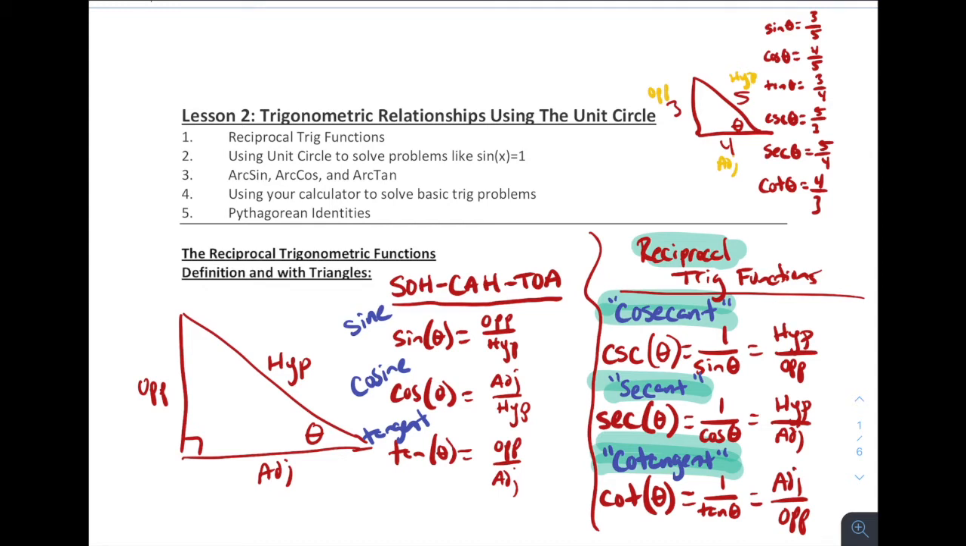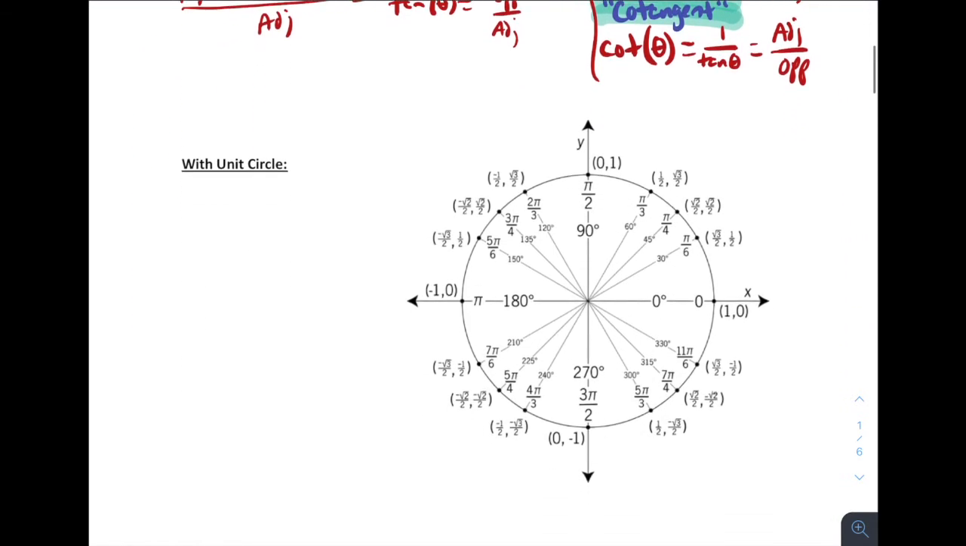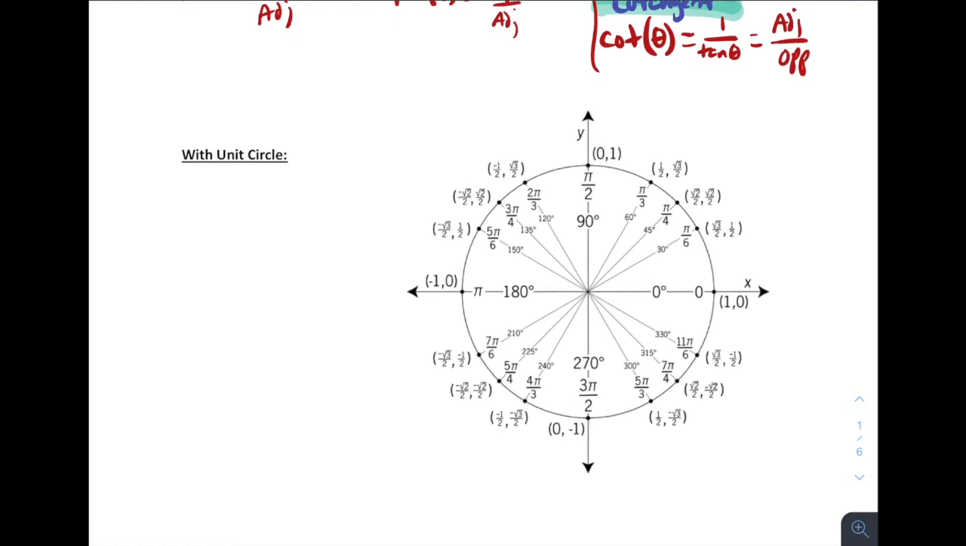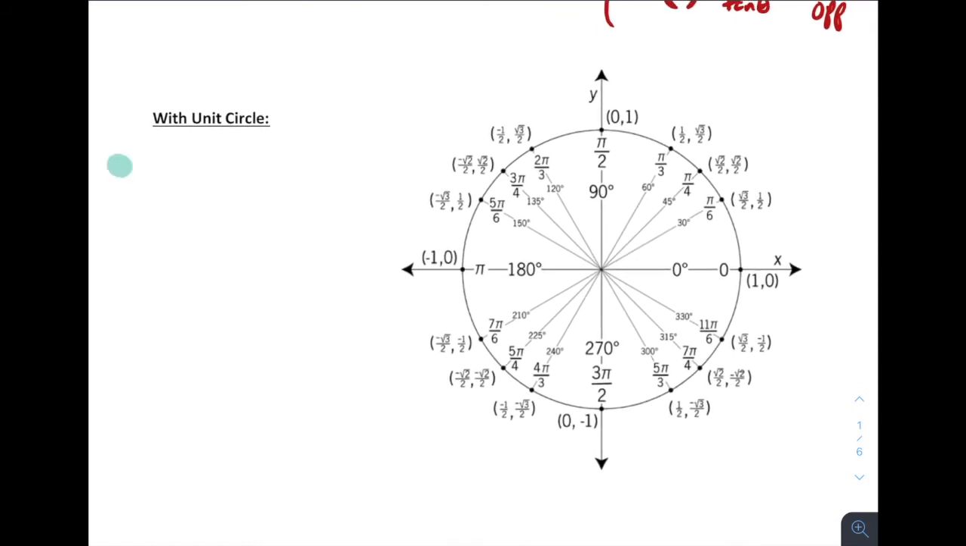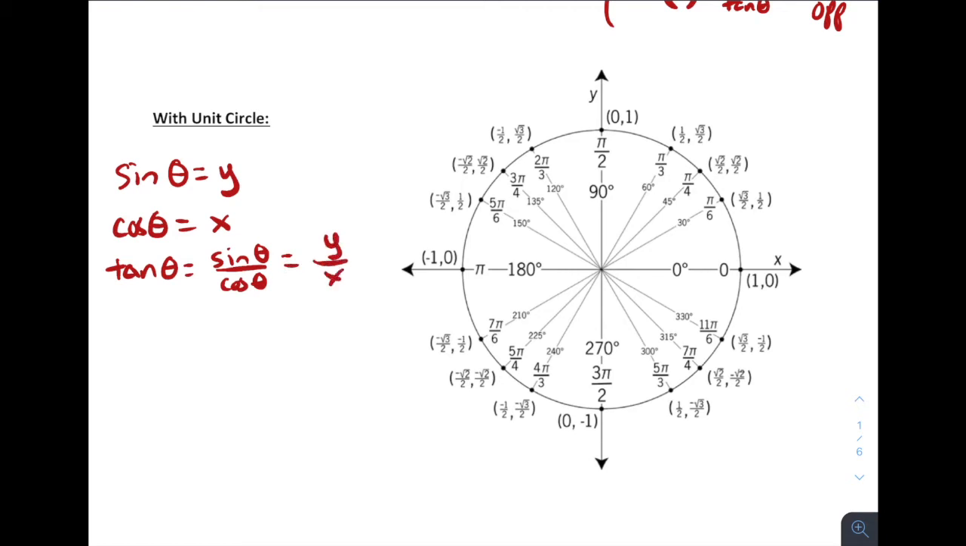But we know that we're really focusing a lot on the unit circle, so I want to talk about how this works with our unit circle as well. We talked about in our previous lesson how to use that unit circle to find sine of a given angle, cosine of a given angle, and the tangent of a given angle. Specifically, we know that the sine is the y value of the coordinate that's there. The cosine is the x value. Tangent, because tangent is sine over cosine, is going to be the y value divided by the x value.